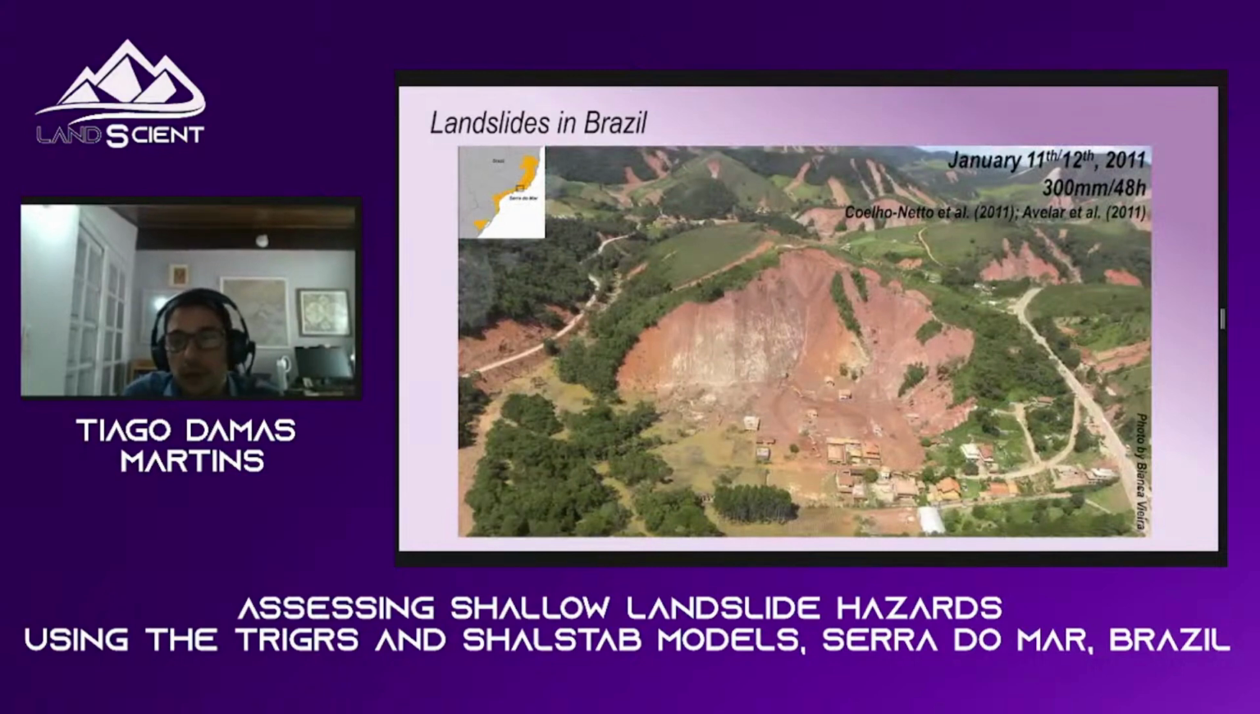And here in 2011, the Serra do Mar in the state of Rio de Janeiro was severely affected on the 11th and 12th of January, with 300 millimeters in 48 hours, causing widespread mass movements in these towns located in Rio de Janeiro state. It's not Rio de Janeiro city, it's in the Rio de Janeiro state. This is a bit west of Rio de Janeiro city.